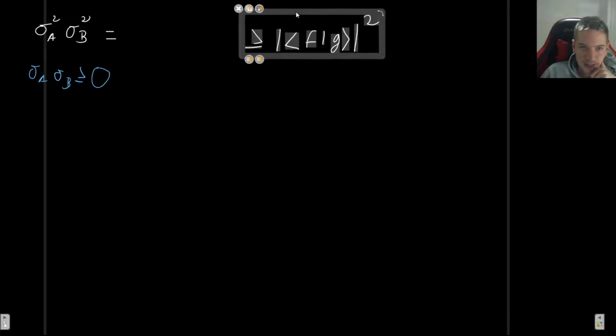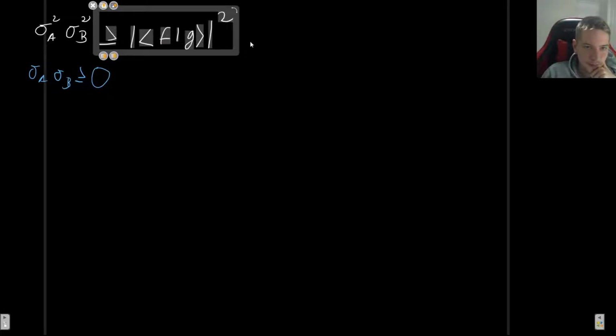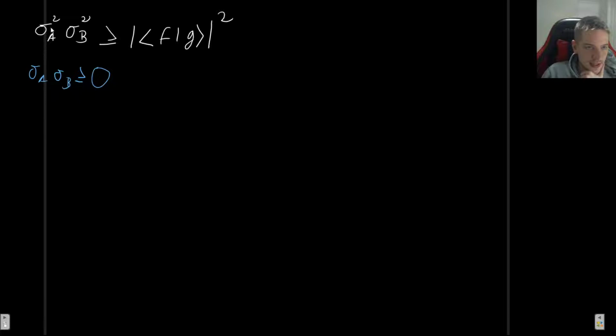we are immediately left with, oh, I didn't erase the equal sign. We are immediately left with something that tells us sigma A, sigma B squared is greater or equal than something squared. So we can later just take the square root and we will find a relationship that is something like this. It's going to be greater or equal than something. So we need to determine what that something is. So we need to see this thing right here.